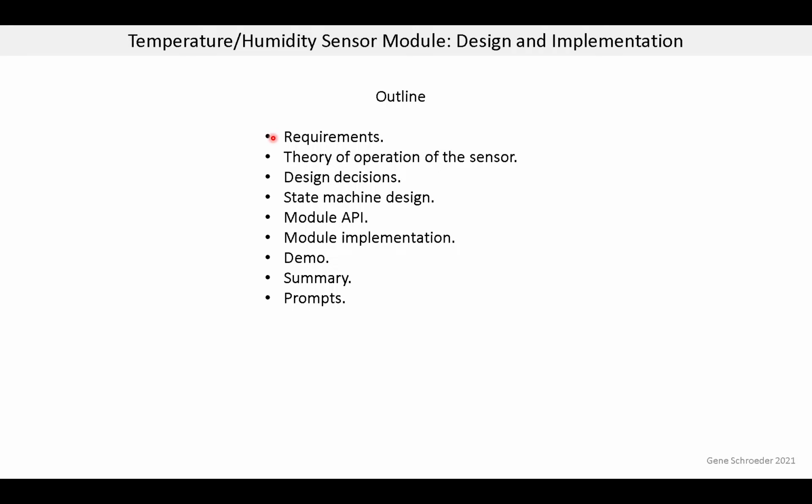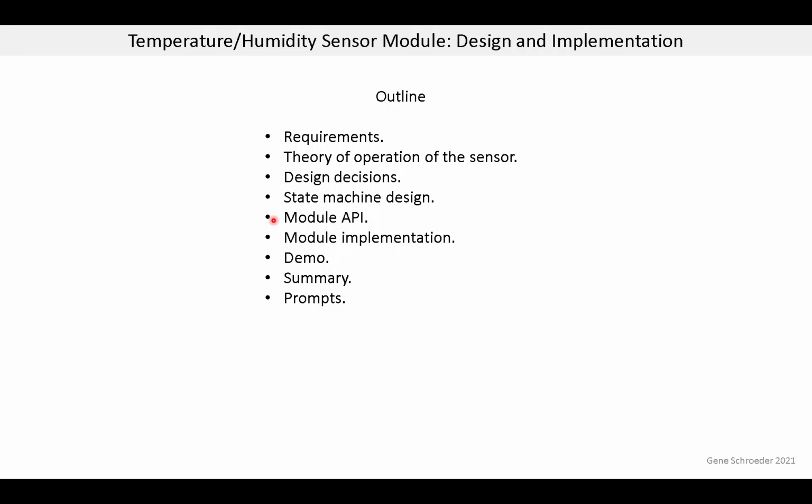We start with the requirements for this module, which are not very long. Then we'll briefly look at the theory of operation of the sensor by going through the data sheet. We just look at a small part of the data sheet, enough to implement our requirements. Next, we'll discuss some design decisions, and then the state machine design.